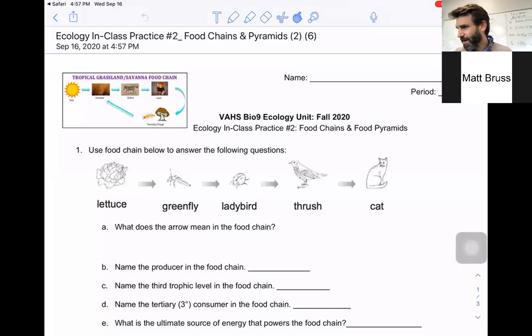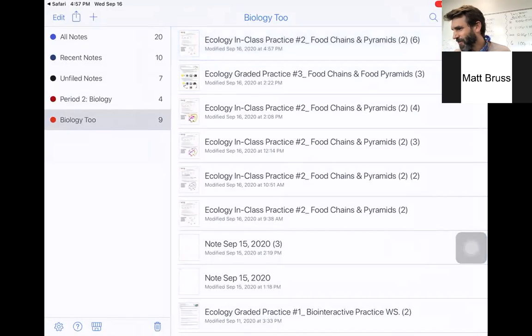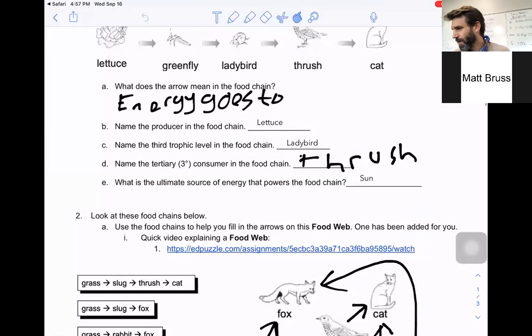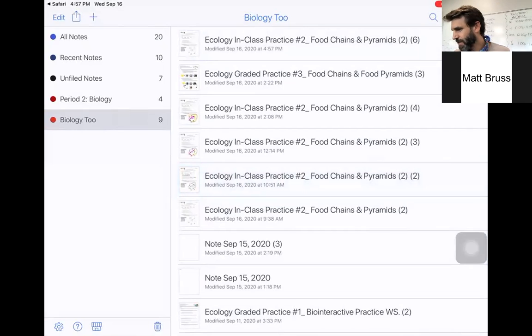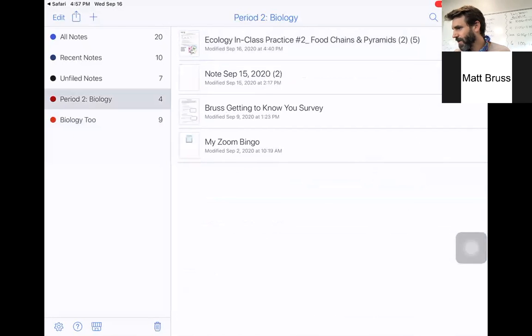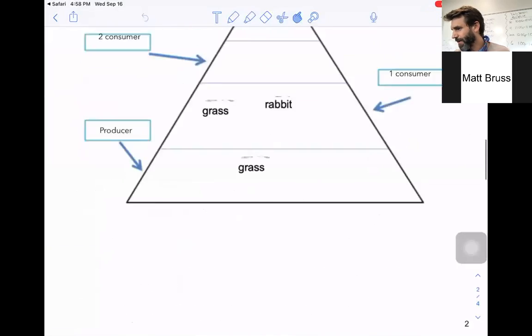And I've created a number of these in Notability. So I'll come back to one that we were working on in class. That's maybe not the prettiest of them. Let's see here. This one looks a little better.